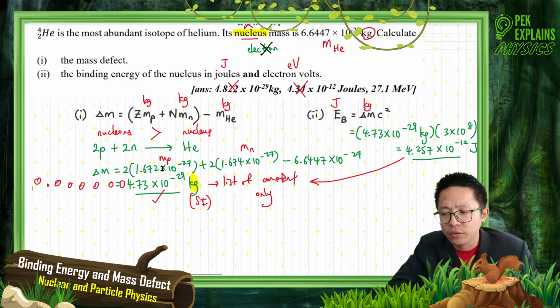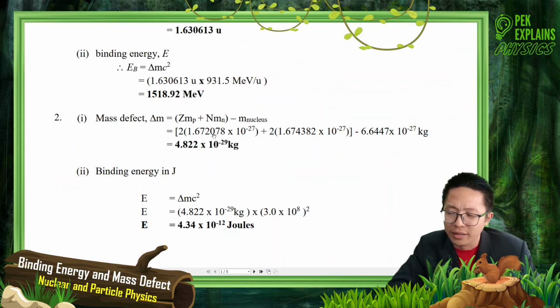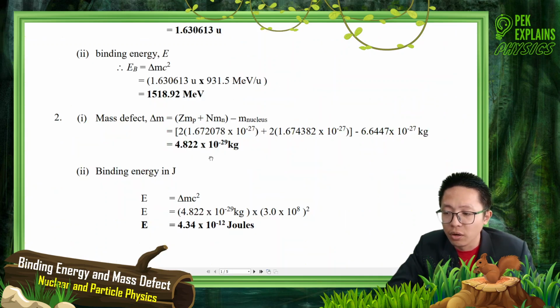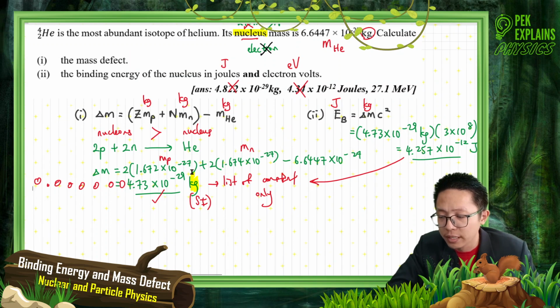No wonder if you don't use the list of constants values, this very, very small value will have a big difference. Actually, it's not a big difference, because this is an exponent negative 29 value. That's why it looks very big, but actually it's a very small change because it's a very small value. You understand that? So always use the list of constants values.